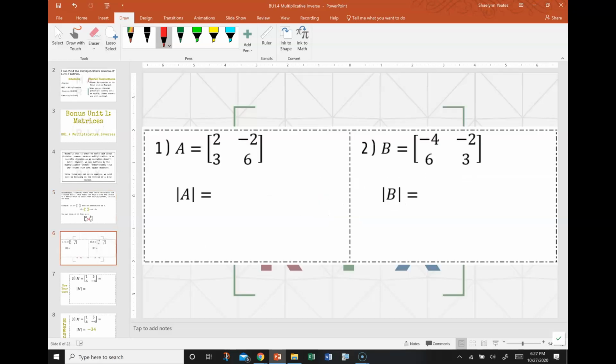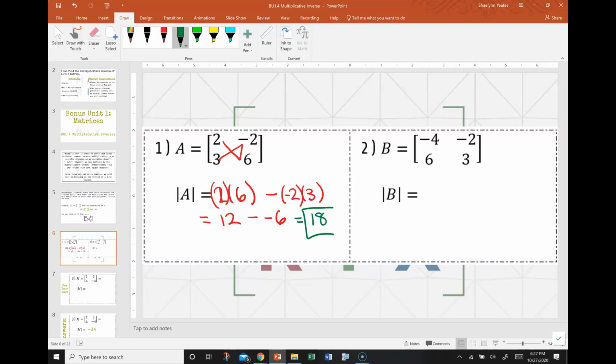Okay, so let's practice finding these. If A equals the matrix 2, negative 2, 3, 6, then we can just multiply. We do 2 times 6, and we're going to subtract negative 2 times 3. I should put the negative 2 in parentheses. So 2 times 6 is 12, minus, and this becomes negative 6. So we do 12 minus negative 6, and that is actually 18. So the determinant of that matrix is 18.